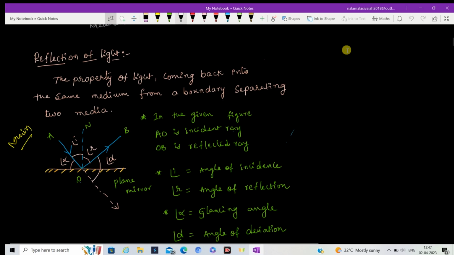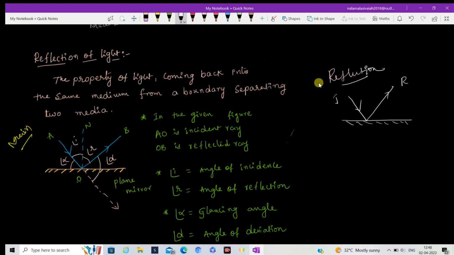Here, if you take reflection of light, so what is the reflection of light? Take a plane mirror. I am considering the plane mirror. When you consider the incident ray, here the yellow part you can observe. In the yellow part, that is called the incident ray. If you take the reflected light ray, and the line which is perpendicular to the plane surface, that is a dotted line we are drawing.